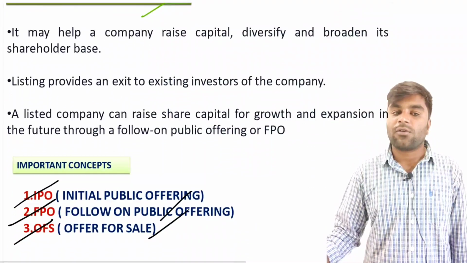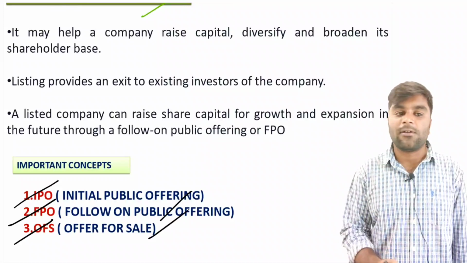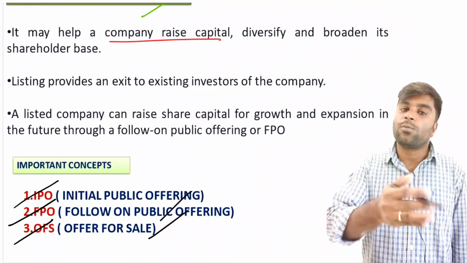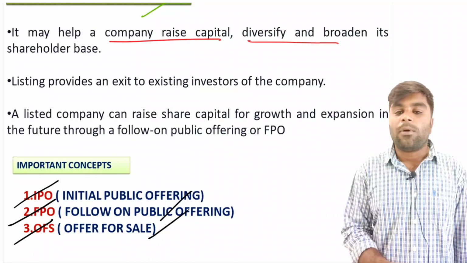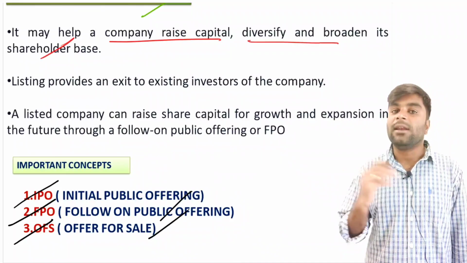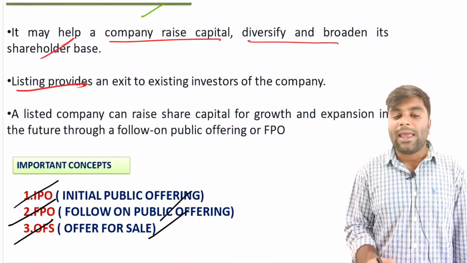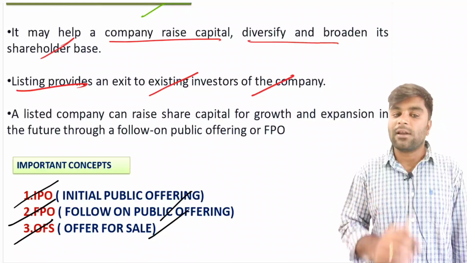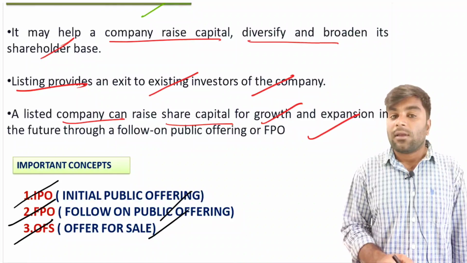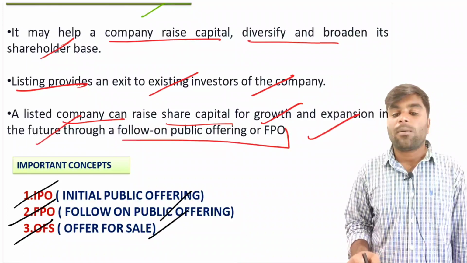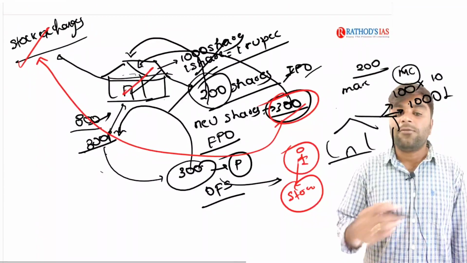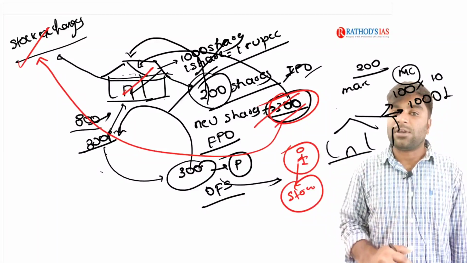Now when we look at the advantages of listing a company after going for an initial public offering, this may help a company to raise capital, like the way in which after selling, 200 rupees comes into the company, and to diversify and broaden its stakeholder base. So 200 new stakeholders are added by selling that. The listing provides an exit to the existing investors of the company as they can sell off. A listed company can raise share capital for growth and expansion in the future through the follow-on public offering. When they want to expand, they can go for the follow-on public offering, like the way in which in our example they went for a follow-on public offering by issuing new shares of 300, right?